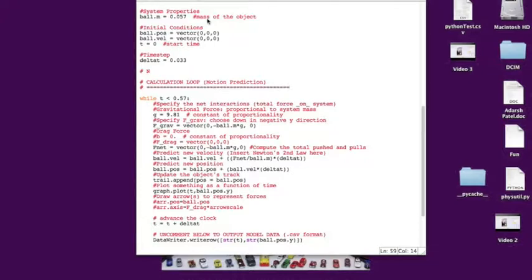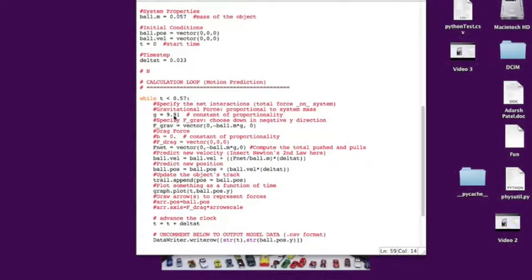I found the mass of the tennis ball to be 57 grams, and I plugged it in right here. Since the ball was at the origin initially, the position vector is 0, 0, 0, and there was no initial velocity, which also means that the velocity vector is also 0, 0, 0 initially. As for my delta t, I decided to use 0.033 seconds.